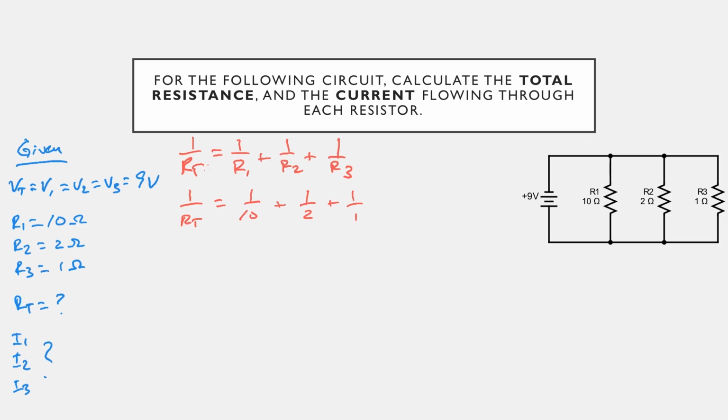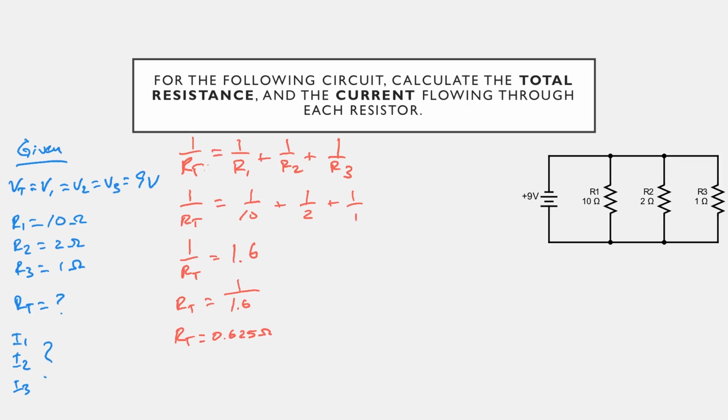out the answer 1.6. Now, that does not mean that the total resistance is 1.6 ohms. What that means is the total resistance is going to be 1 divided by 1.6. And that's how we flip this inverse function and are able to solve for it. That gives us a total resistance of 0.625 ohms. Now we've solved that part.